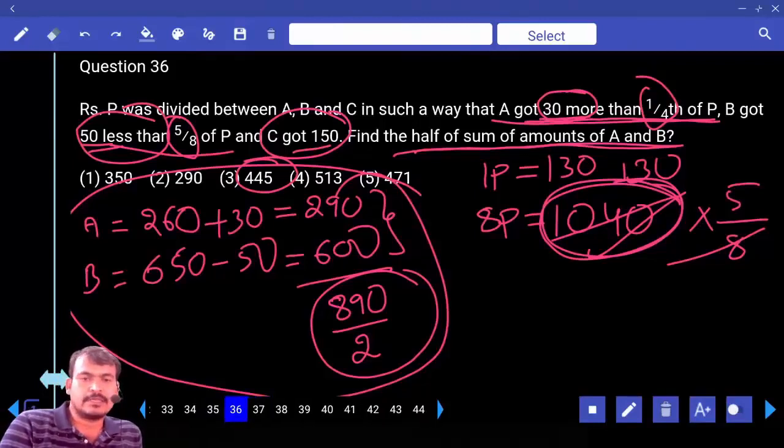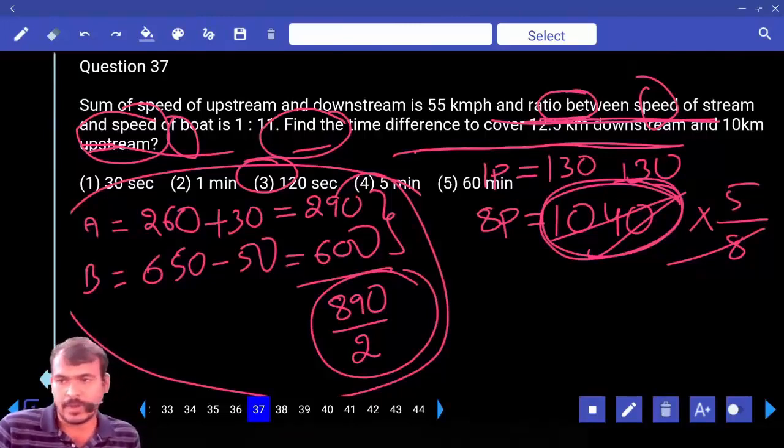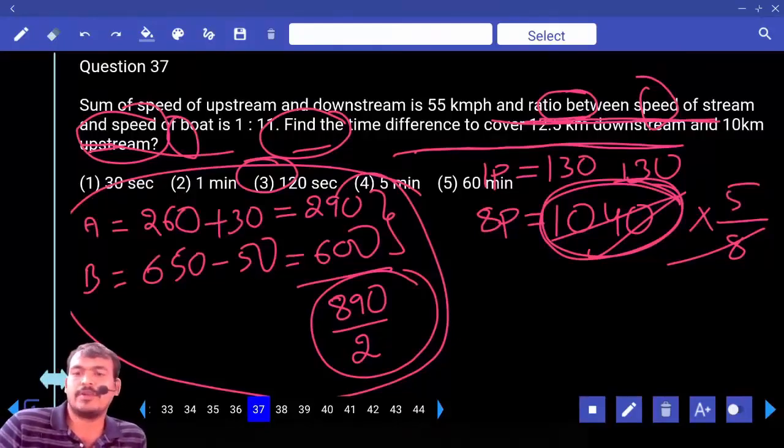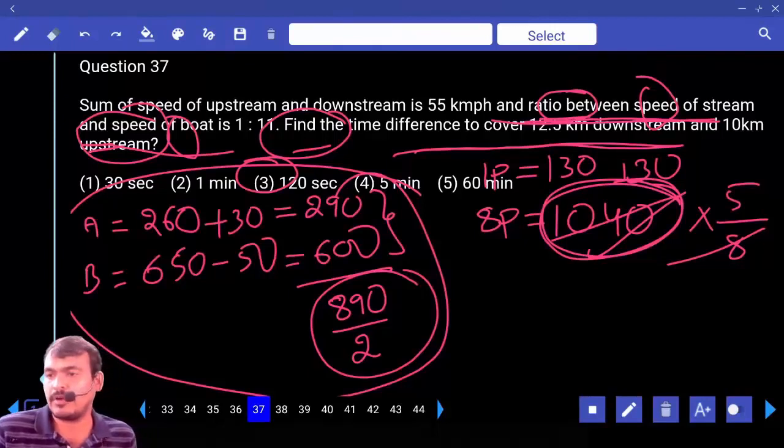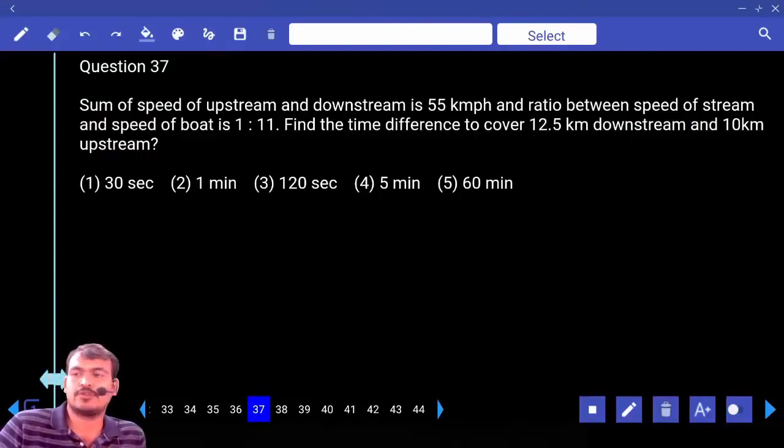Next question, number 37. The sum of the speeds of upstream and downstream is given as 55 km per hour, and the ratio between the speed of the stream and the speed of the boat is given as 1:11. Find the difference between the times to cover 12.5 kilometers downstream and 10 kilometers upstream.